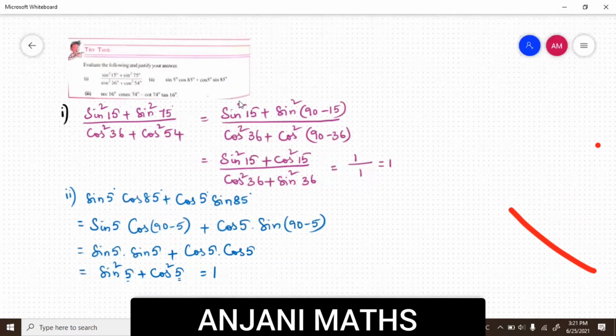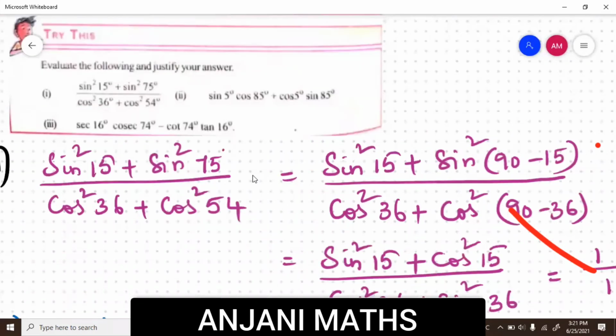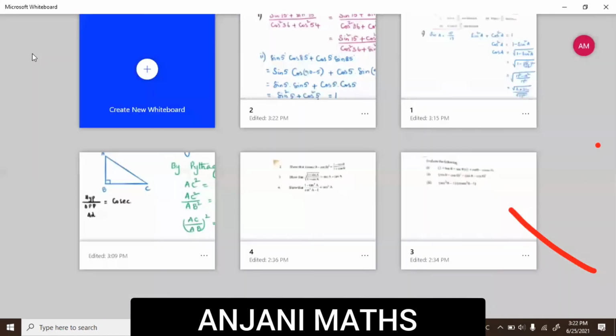I think you can solve the third one. Let me maximize the screen. You take the third problem: secant 16 into cosecant 74 minus cot 74 into tan 16. You take that problem as an assignment. I will share the video with you. Note that question and solve it. I will give the chance for this question to the girls tomorrow. Okay. So let us move to the next one.